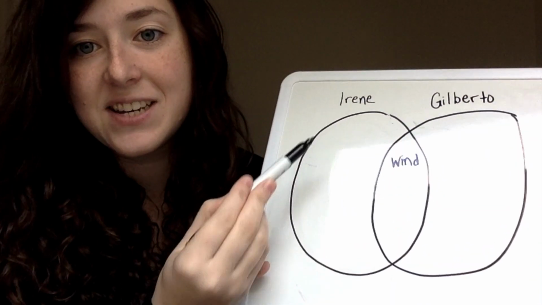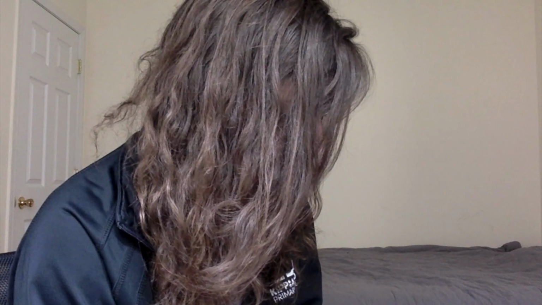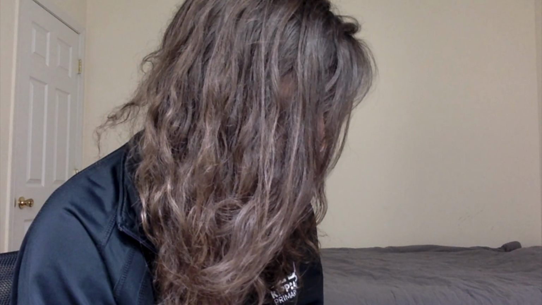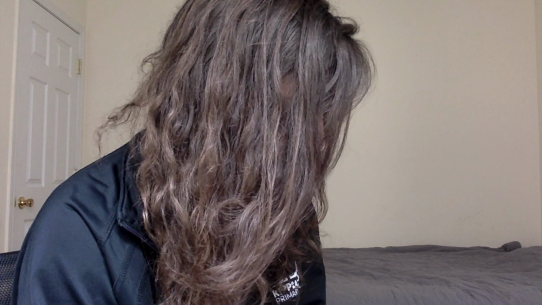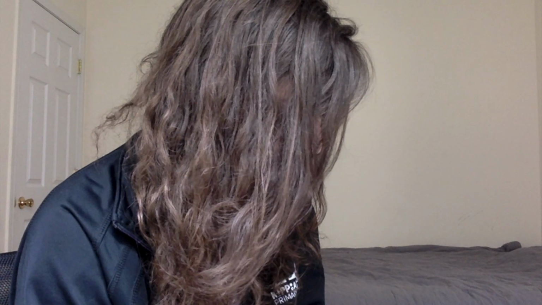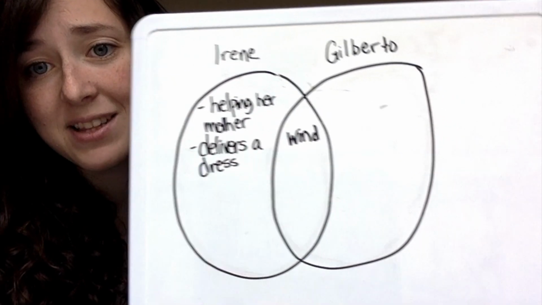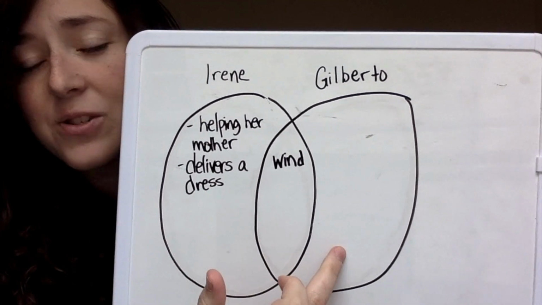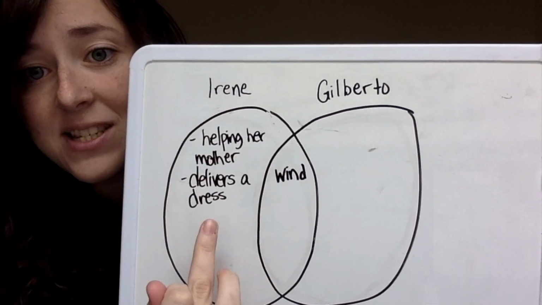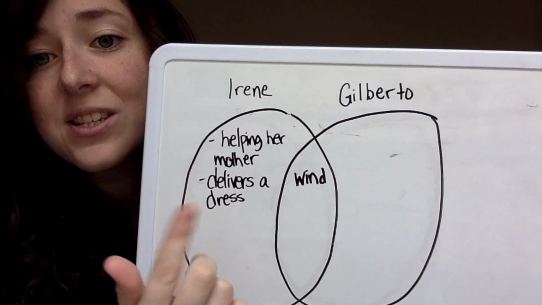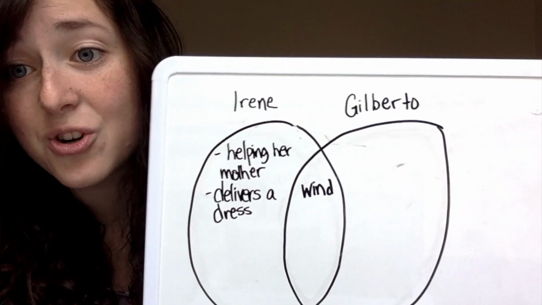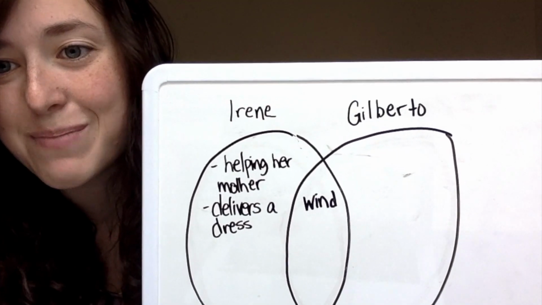So, Kipsters, there's a lot in there that's different about Irene's experience than Gilberto's, right? Right off the bat, I know she's helping her mother. And I'm going to say delivers a dress. Those are two very basic things that happen in the story that Irene does that Gilberto does not do. So in Irene's circle, I'm writing she helped her mother. She delivers a dress. If you want to copy that down, go right ahead. Feel free to pause the video if you need to keep up with me.